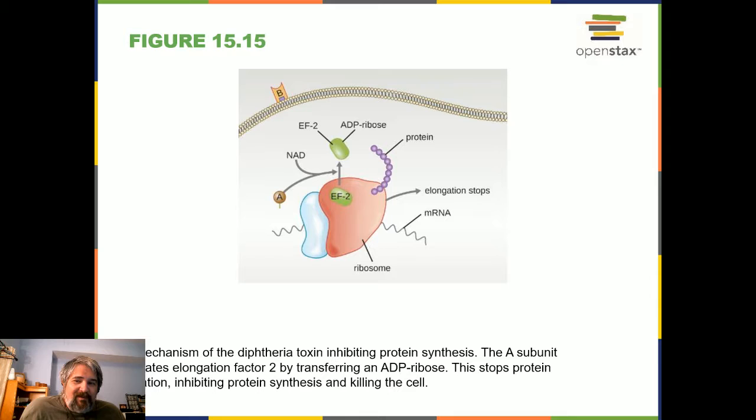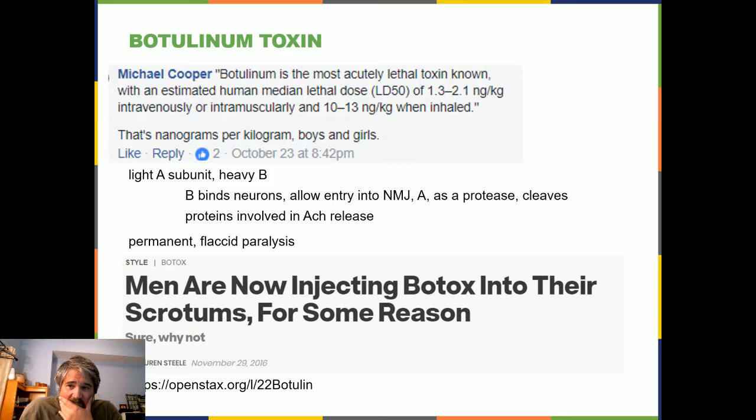So botulinum toxin. The lethal dose here is measured. So the median lethal dose in a human is 1.3 to 2.1 nanograms per kilogram of mass. If you've never tried to work with nanograms of a material, you're in for a treat. It's really, really hard.